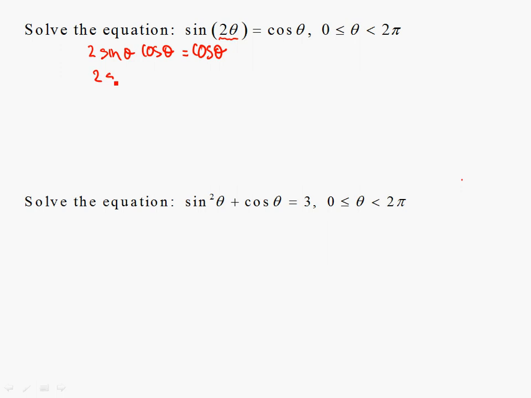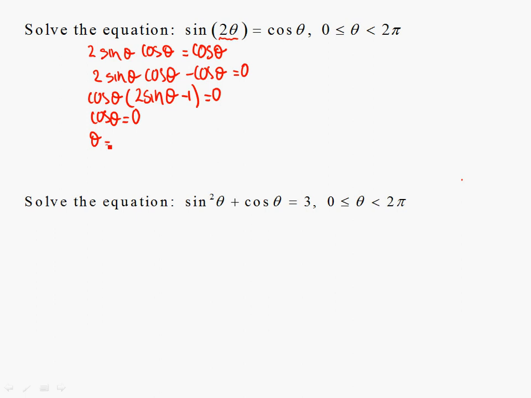Alright, well what you want to do here is bring over that cosine of theta to the left. So write it this way. Then cosine theta is common, so take it out. And that means you get cosine of theta is equal to 0. So when's the cosine 0? That would be at 0. Not 0, it would be 1 there. Pi over 2 and 3 pi over 2.